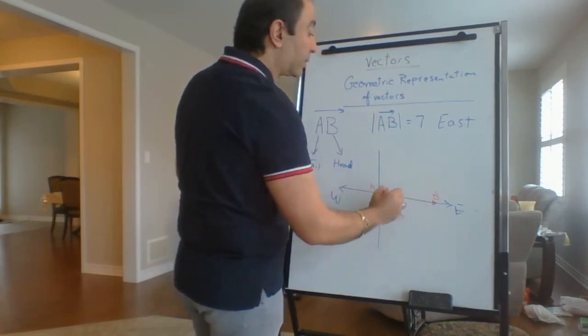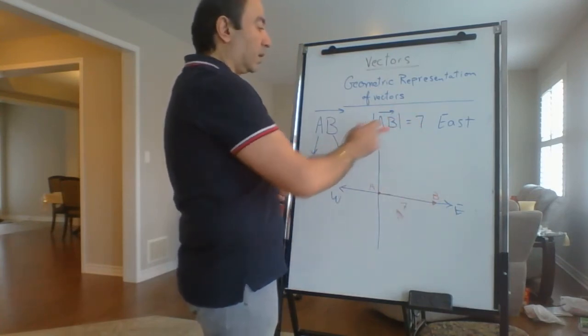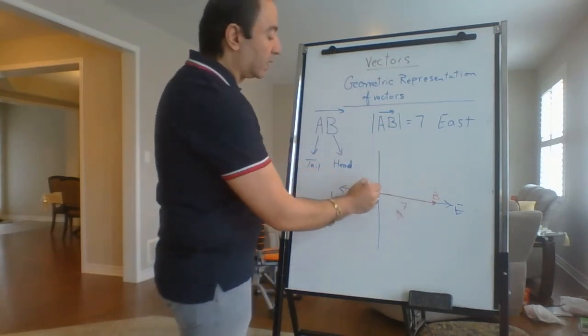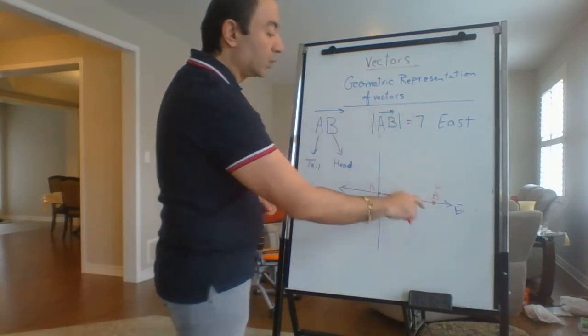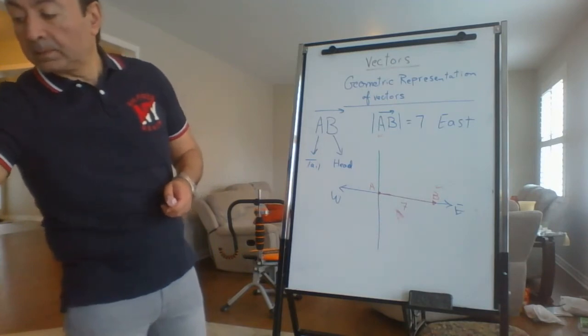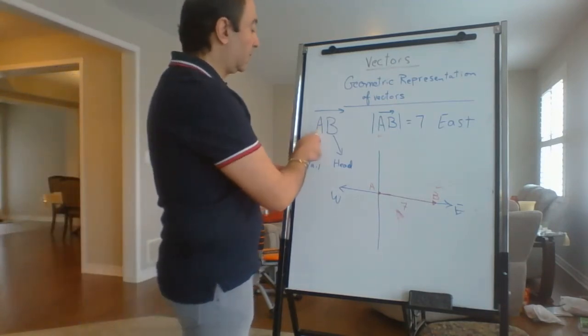And the length here, if it's 7, we can choose 1 centimeter per 1 unit, so it will be 7 centimeter. The tail is the first, and the magnitude is 7. So this is how we represent it if we have two letters, tail and head.